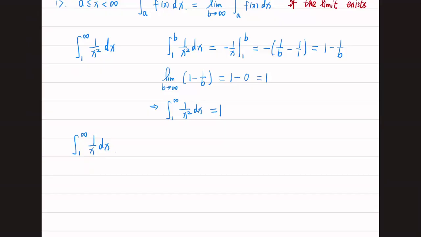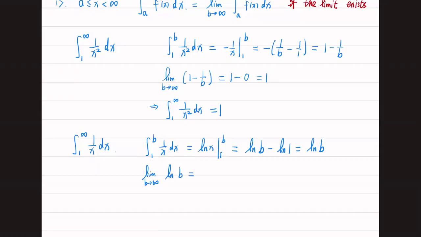You do ln. Okay, so again, we start with the finite interval 1 to b of 1 over x dx. We get ln x from 1 to b. It will be the difference, ln b, and ln 1 is just 0. Okay, so that's the integral on the finite interval. So what's the limit when b goes to infinity?